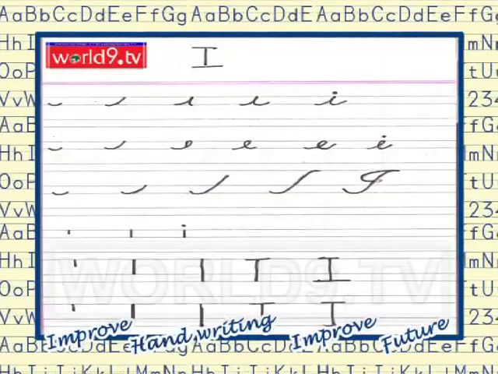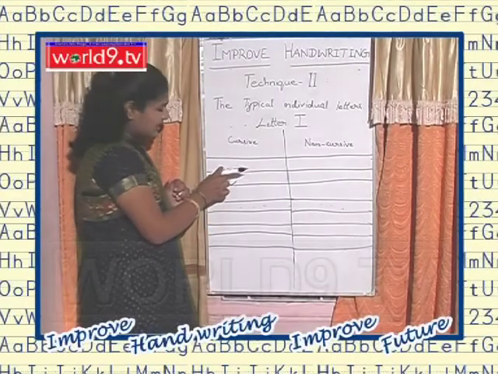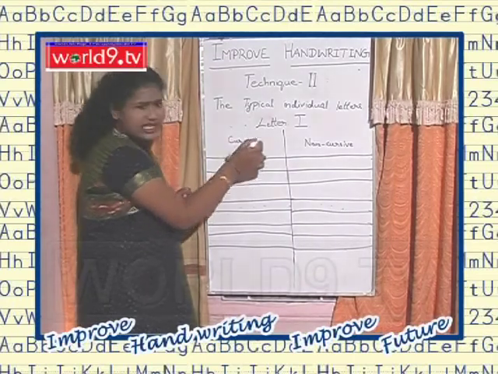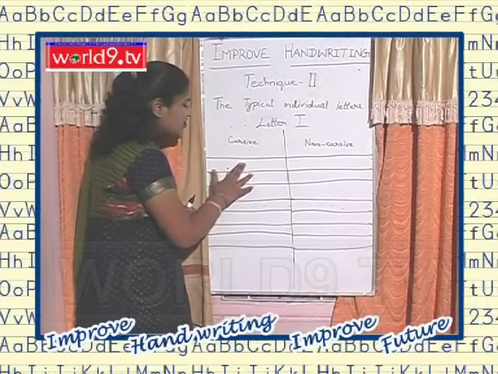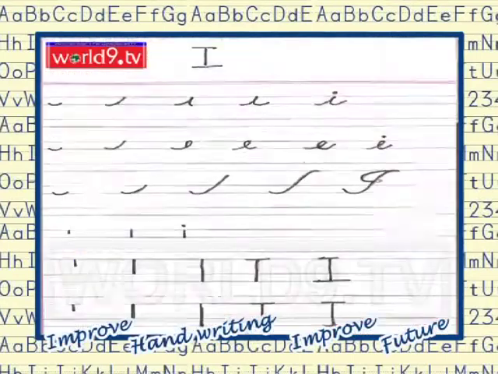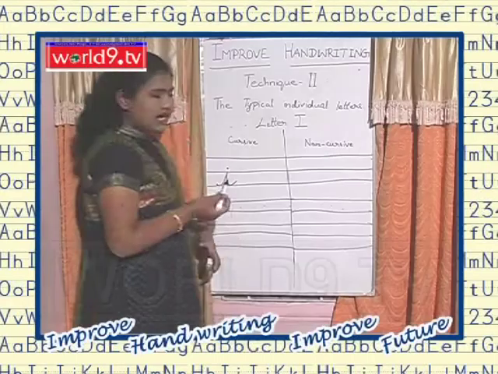But you should keep the dot exactly on top of the I. Some members write the letter I here and put the dot up in the air and sky. You should not do like that. Exactly on top of the I, you should keep a single dot.